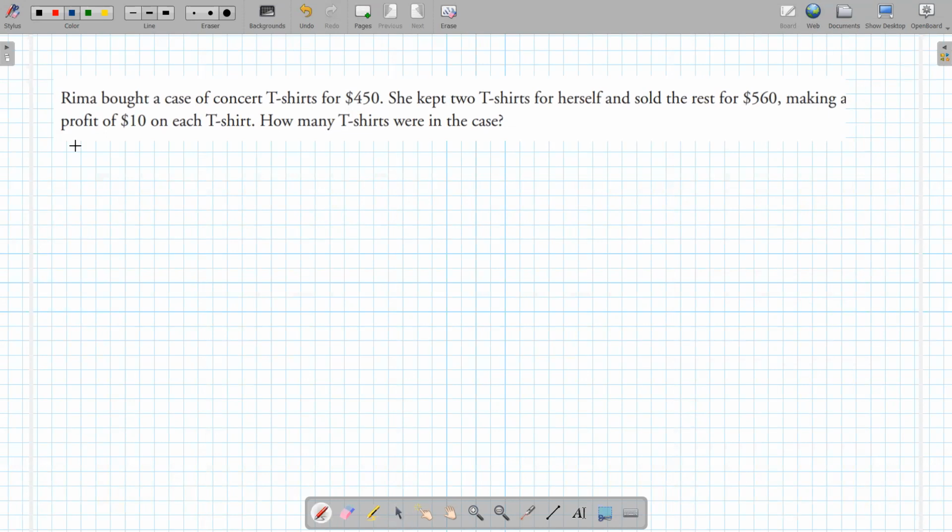So this person bought some t-shirts for $450. She kept 2 of them and sold the rest for $560, making a profit of $10 on each shirt. How many t-shirts were there in the case? Pretty tricky question. What should our x be?